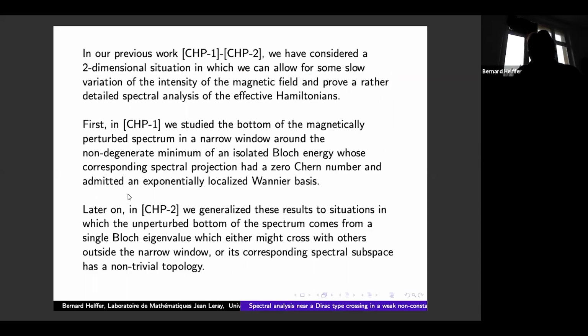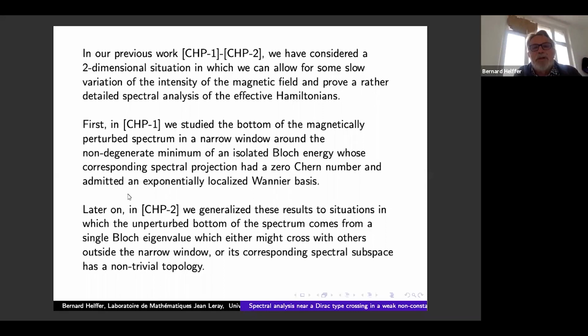Okay, so in the previous work with Horia Cornéan and Radu Purité, we have analyzed a different situation. One was to analyze what's going on at the bottom of the first lowest eigenvalue. And then we look at the spectrum in a narrow window around the non-degenerate minimum of this eigenvalue.